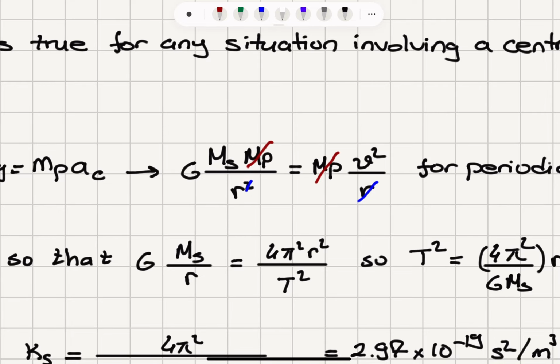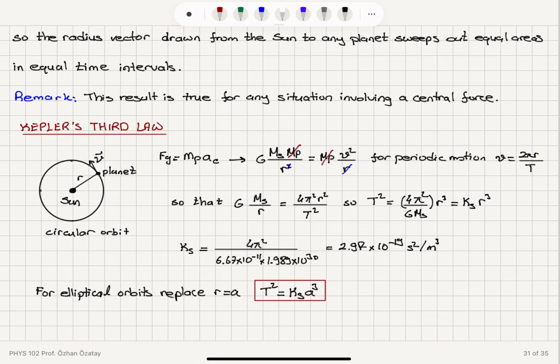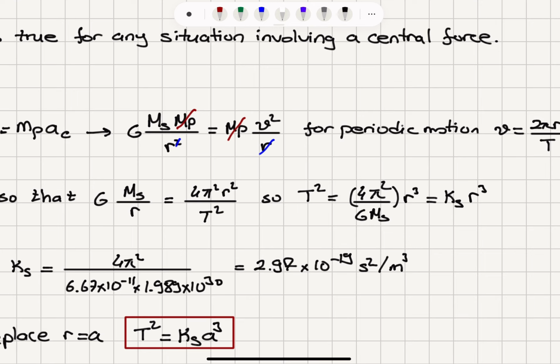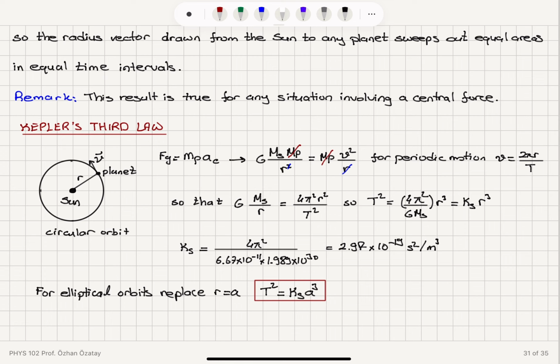So these r's will cancel, the mass of the planet will cancel. So for periodic motion, for the uniform circular motion of the planet here, v is 2 pi r, the circumference of the circle, divided by the period T. So we can substitute that for v here. So we see that G M_s over r is v squared, 4 pi squared r squared over T squared. So if we take T squared to the left hand side and take the other terms to the right hand side, you can see that r times r squared gives us r cubed. We see that T squared is a constant that belongs to the sun, because there's the mass of the sun here, multiplied by r cubed. Okay, so what is this constant for the sun? It is 4 pi squared divided by 6.67 times 10 to the minus 11, the universal gravitational constant, times 1.989 times 10 to the 30 kilograms, the mass of the sun. So this gives us 2.98 times 10 to the minus 19 seconds squared per meter cubed.